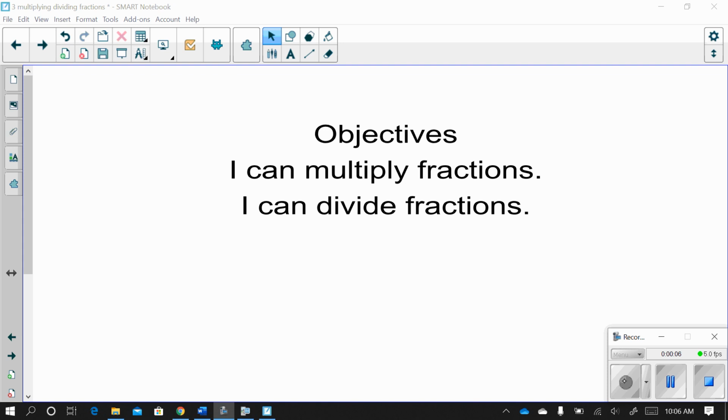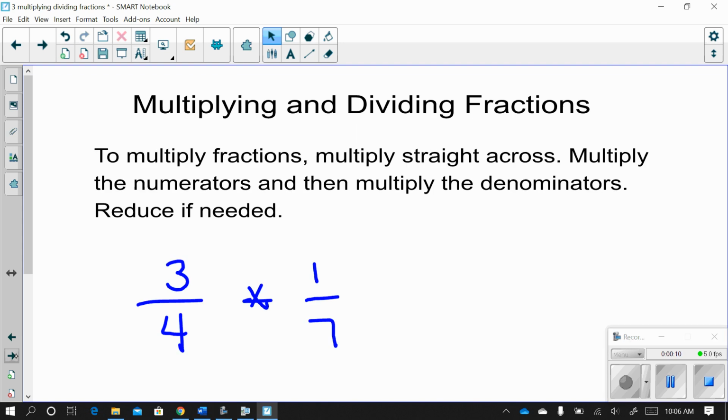Okay, we just did adding and subtracting, so today is multiplying and dividing. Okay, so multiplying is super easy. To multiply fractions, we just multiply straight across. Multiply the numerators together, multiply the denominators together. Okay, the tricky part though is make sure you reduce. Always, always, always reduce your fractions.